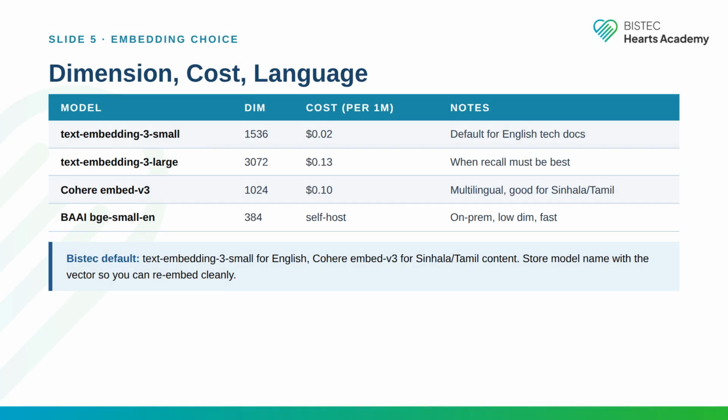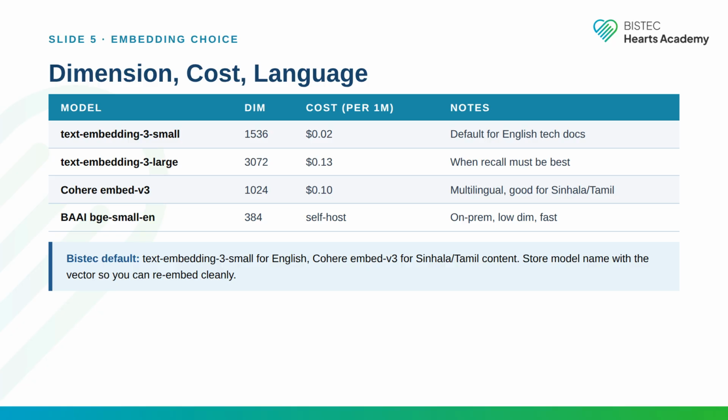Embedding model choice. OpenAI text-embedding-3-small at 1536 dimensions, 2 cents per million tokens, the default for English tech documents. Text-embedding-3-large at 3072 dimensions, 13 cents per million, when recall must be best. Cohere embed v3 at 1024 dimensions, 10 cents per million, multilingual and good for Sinhala and Tamil. BGE-small at 384 dimensions, self-hosted, an on-prem option with low dimension and fast inference.